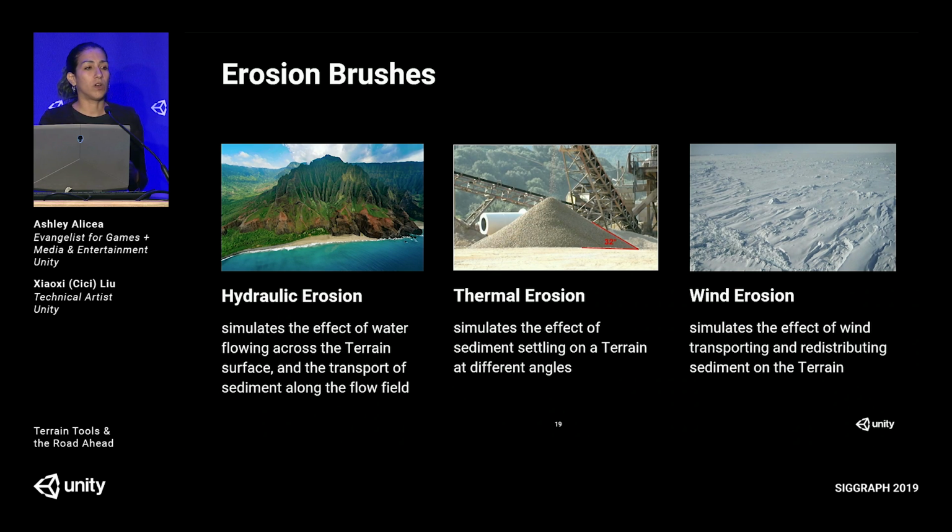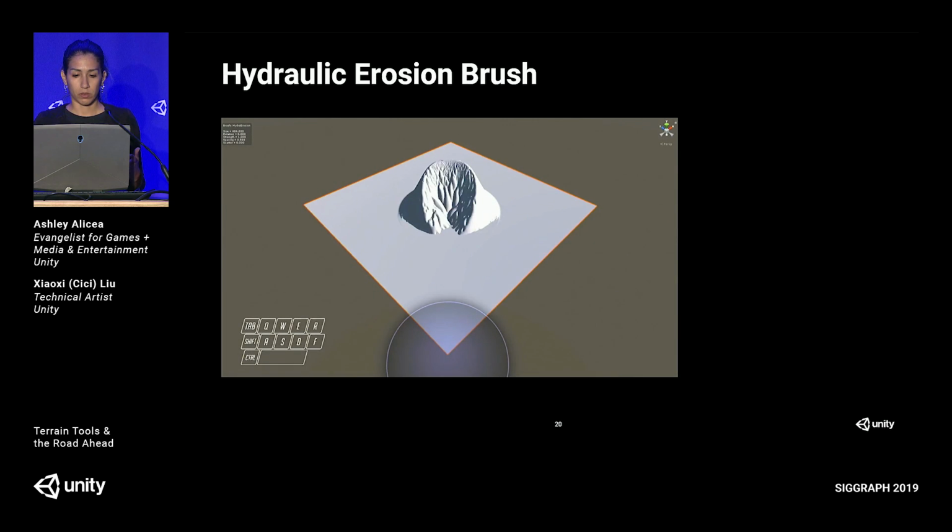Now what we have is the erosion brushes. The erosion brushes are a big addition to the Terrain Tools package. They include hydraulic erosion, thermal erosion, and wind erosion brushes for creating the corresponding erosion effects onto your terrains.